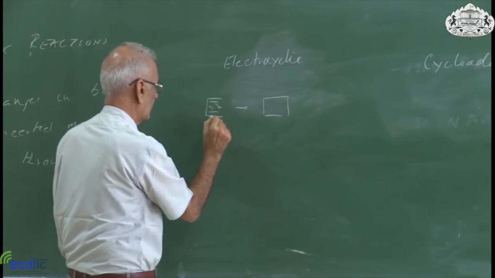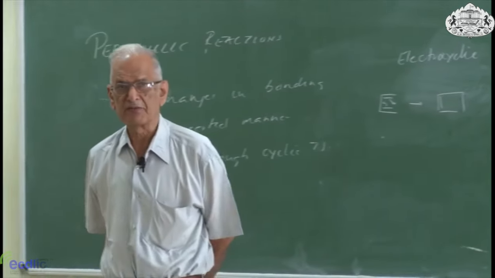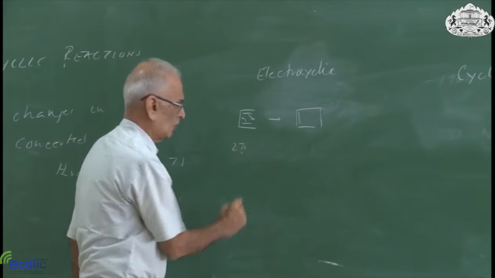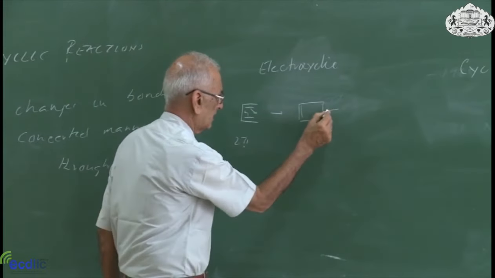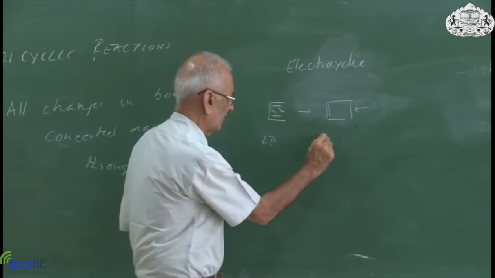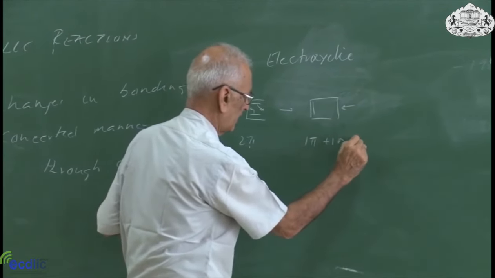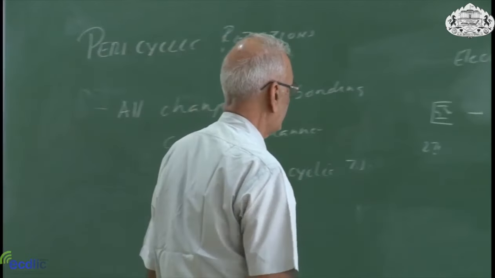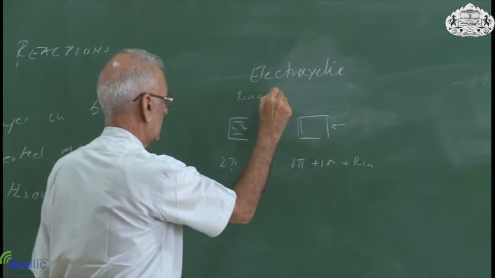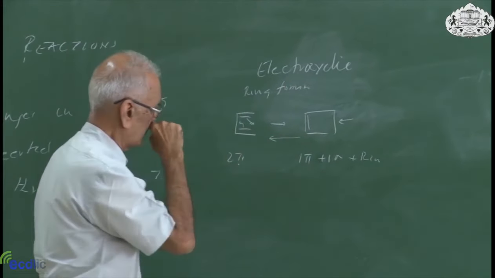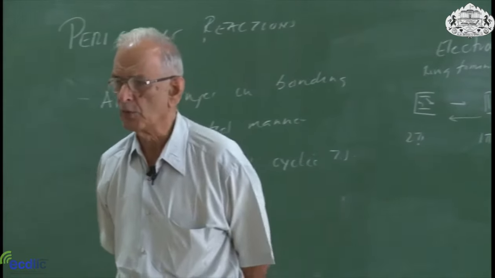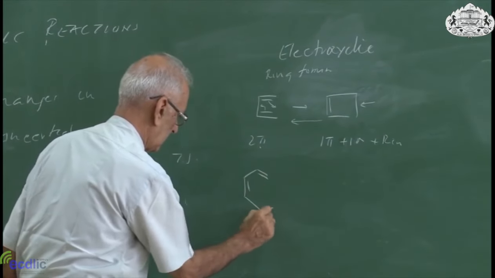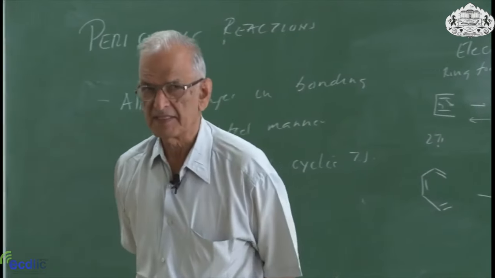If I push the arrows, just to make it more clear, that's the kind of change that we are talking about. On the left hand side, we have two pi bonds. In the product, we have made a new sigma bond, so there is one pi bond, one sigma bond and a ring. If we go from left to right, we call this a ring forming reaction. If you go from right to left, it is obviously a ring opening reaction.